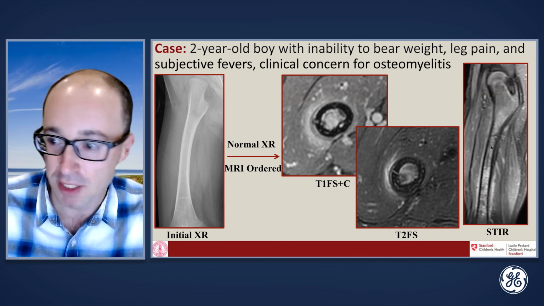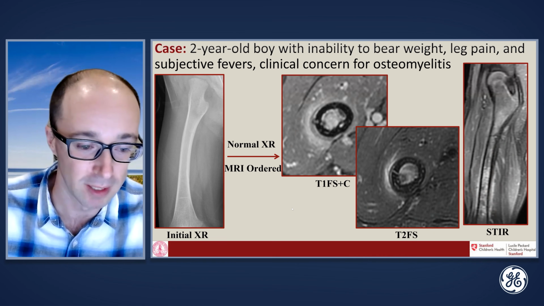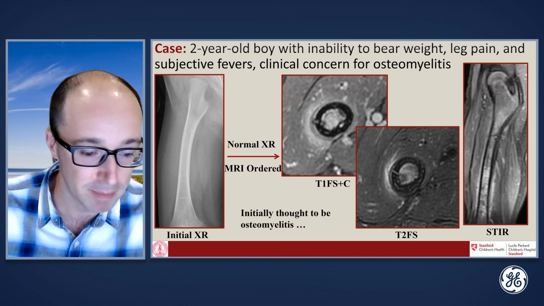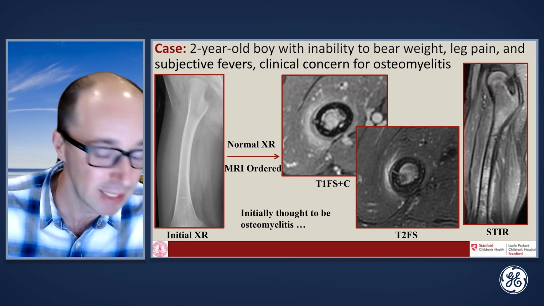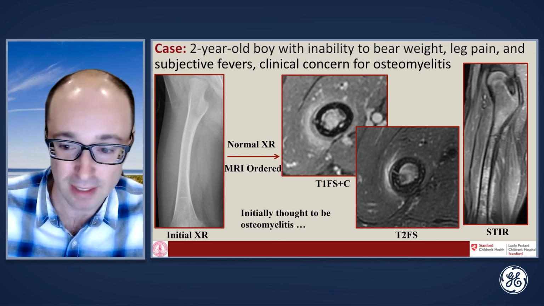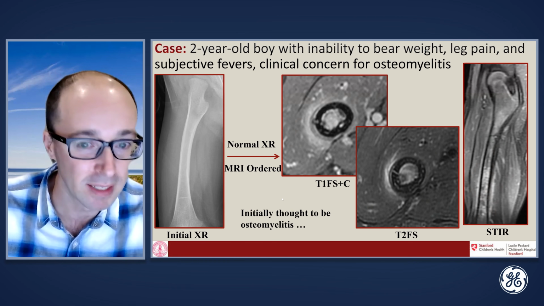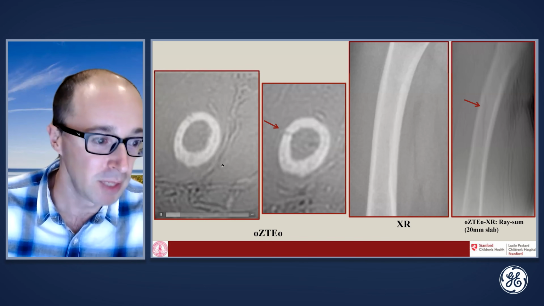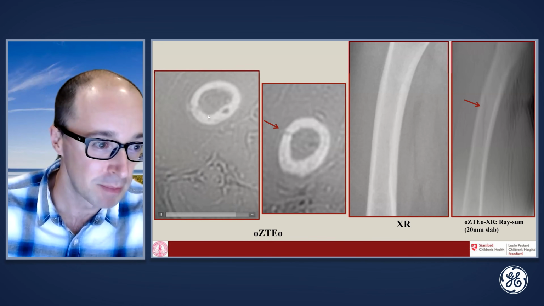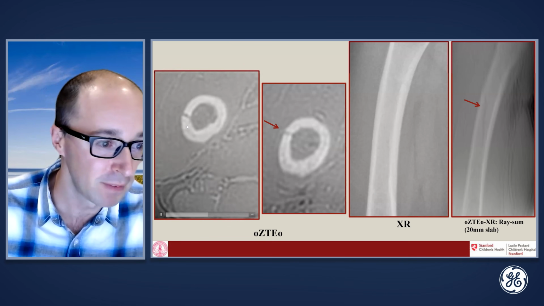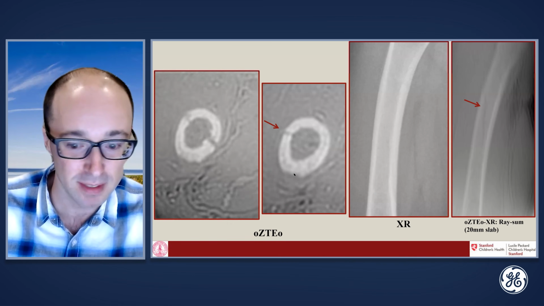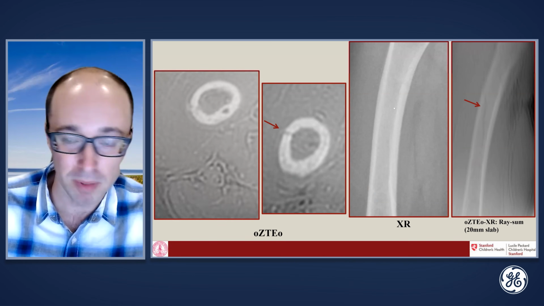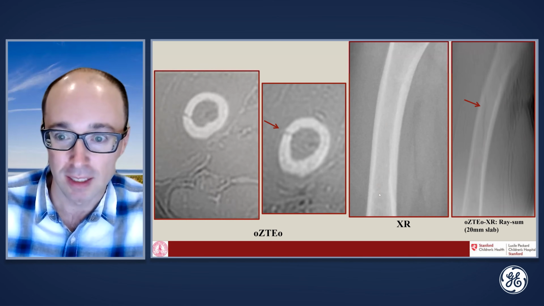And on our STIR, we just see the extent of what's going on. So initially thought to be osteomyelitis, especially given the history and the initial imaging that was provided. An osteo sequence was performed, and we clearly see that there is a spiral appearing cortical defect coursing along the diaphysis. And again, this is our plain radiograph that was performed.